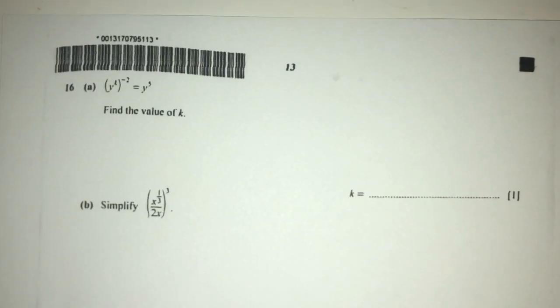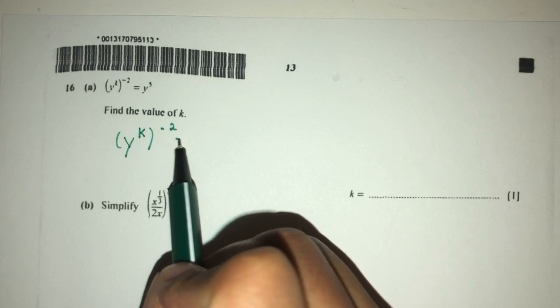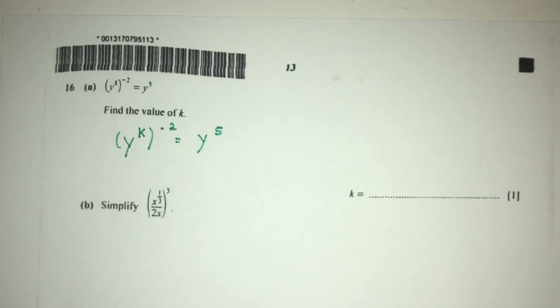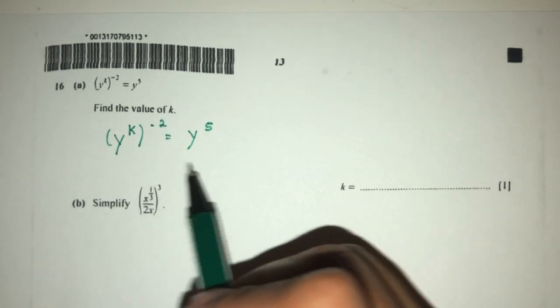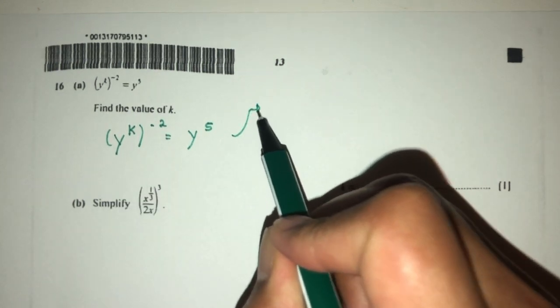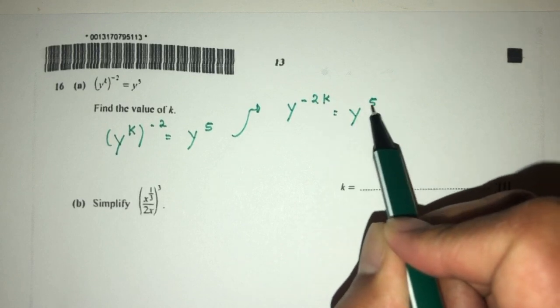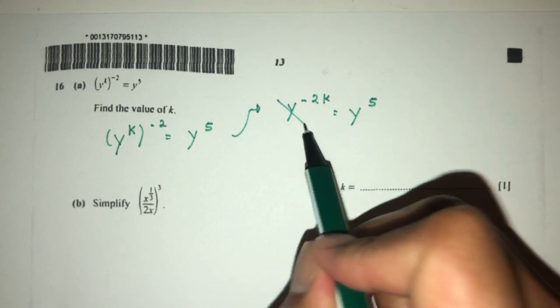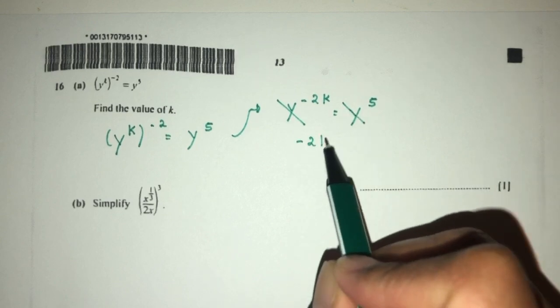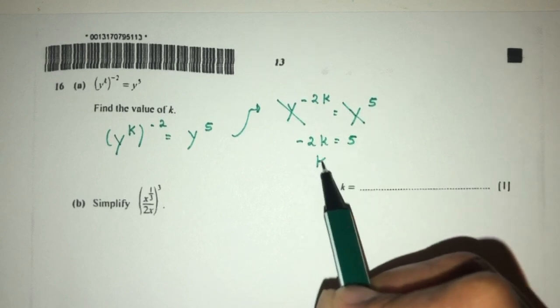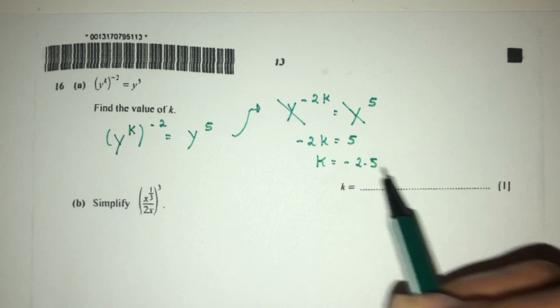So we have these 2 indices. We have to find the value of k. So let me guess, this is y power k minus 2 is equal to y power 5. I think this is 5. I'm not too sure. So if you break this down, that will give you what? y power 2k, y power 5. Since the y are the same, we can cancel out. You'll have this. So k has to be minus 2.5.